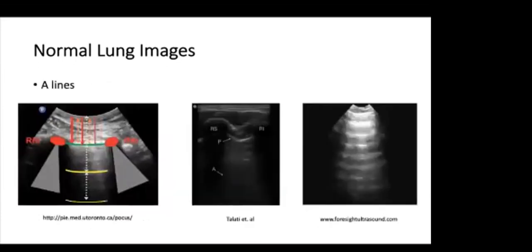On this slide, we can observe the A lines. On the left image, they are the horizontal yellow lines, while the green line is the pleural space. A lines are artifacts that indicate normal lung tissue. They are reflections. The distance from the probe to the pleura is equal to the reflections towards the bottom of the image. The middle image on this slide shows A lines on a linear probe, and the right image on a curvilinear probe.